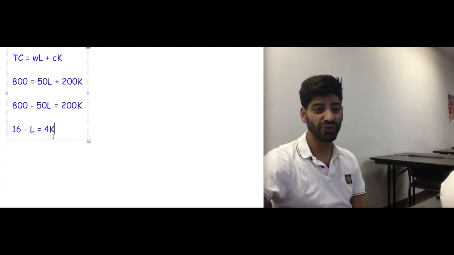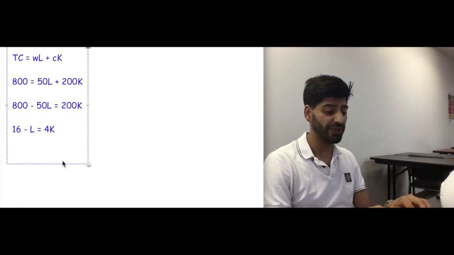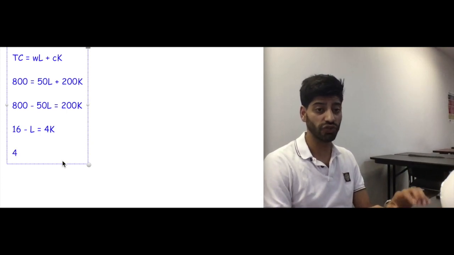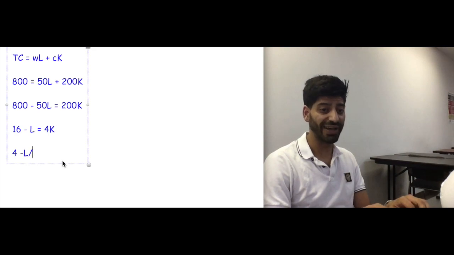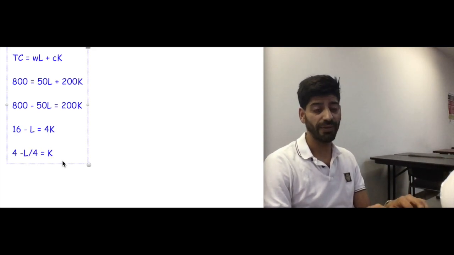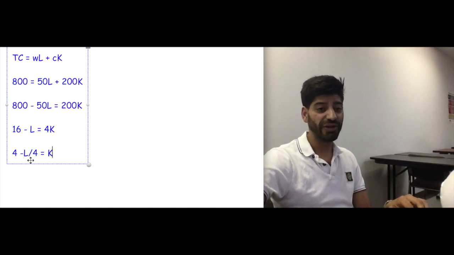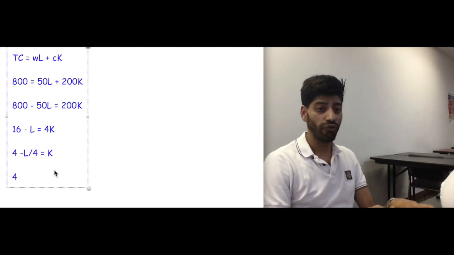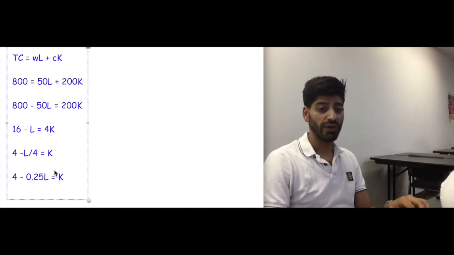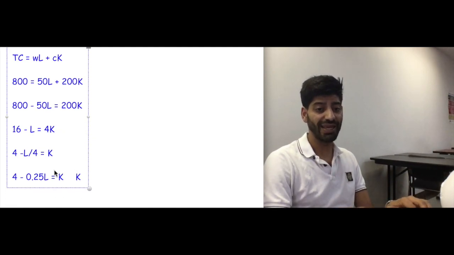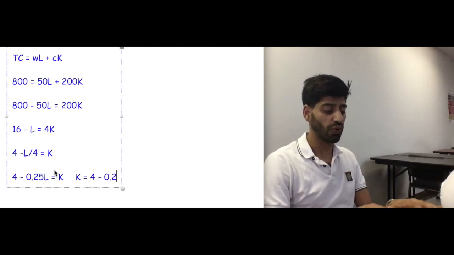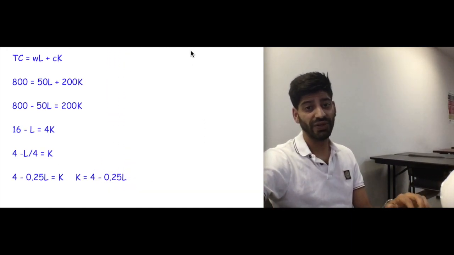And now the truth is we can bring the K onto the left side and continue to simplify simply by dividing every term by 4. So if we did that, we'd get something like 16 over 4, which is just 4, minus L divided by 4 equals K. Now L divided by 4 is the same as 1 over 4 times L, and so you can argue that 4 minus a quarter L is equal to K. Or we can rewrite that as K equals 4 minus a quarter L just to make it look nicer. And so there we have it.